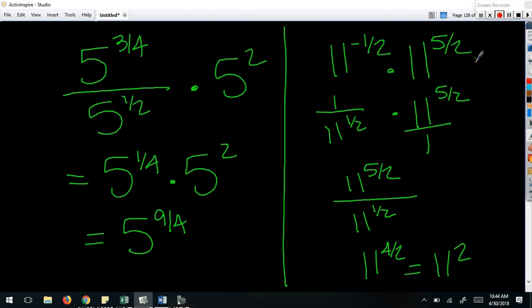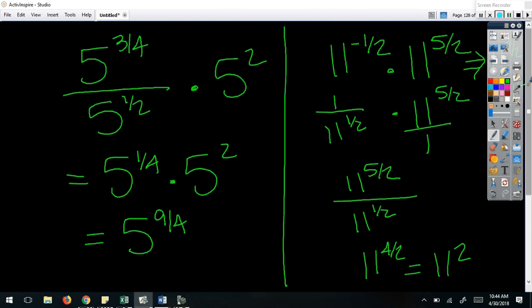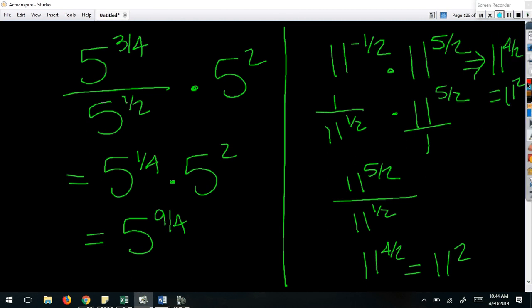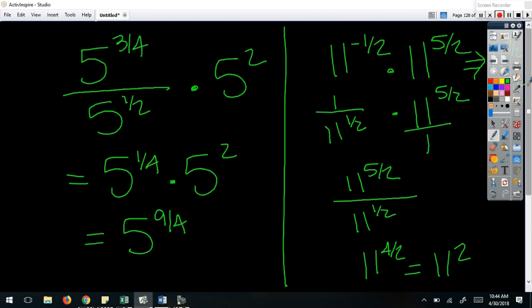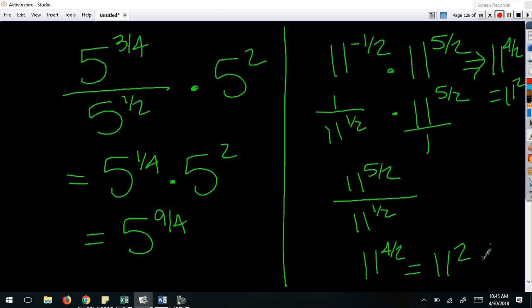If I were doing this one, I would have started here. Remember, there's no right or wrong order. I would have just added those two to start with, since I was multiplying with the same base. And I would have got 11 to the 4 over 2, which is 11 squared. It's not wrong. You come back to the same thing each time. Whatever I think I can do in the least amount of steps is usually what I do. All right.